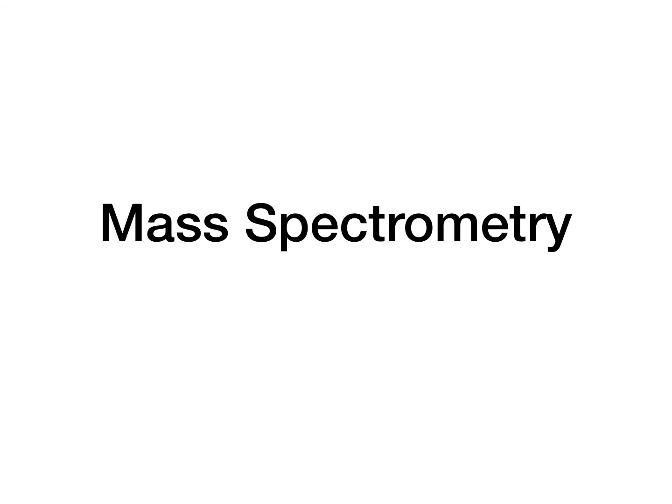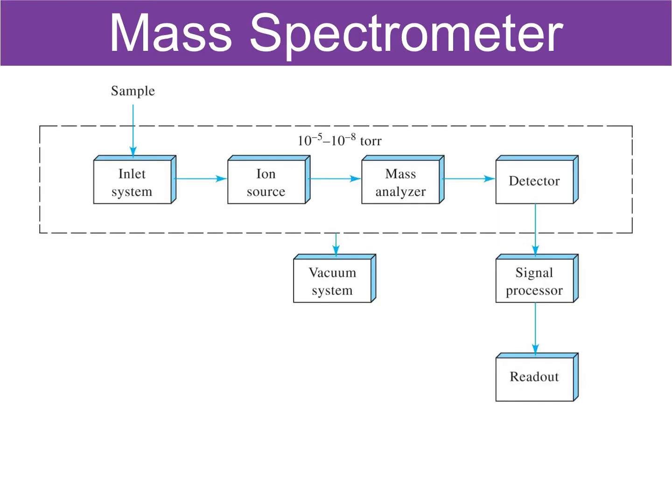Okay, hi everyone. In this video, I'm going to talk about some of the basic components and structure and operation of the mass spec. So we have a little bit better idea on how this instrument actually goes about detecting these fragments. Okay, so this is a block diagram of a mass spectrometer.